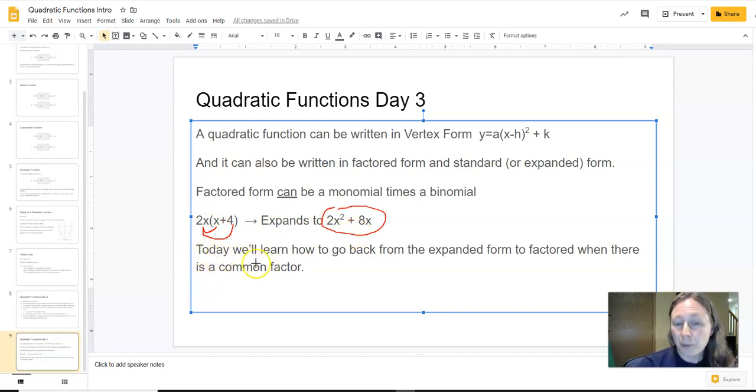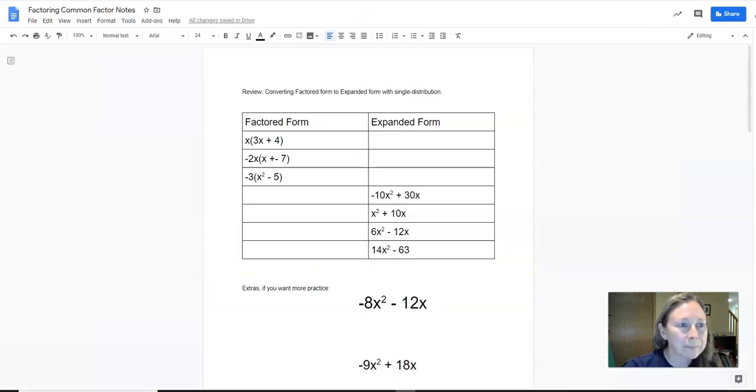Today, we're going to do a quick lesson on how to go back from the expanded form to the factored form when there's a common factor, a single monomial that you can just factor out. So if you've already downloaded the Google Doc that goes with this video, we're going to start there. Okay, so here's the Google Doc.